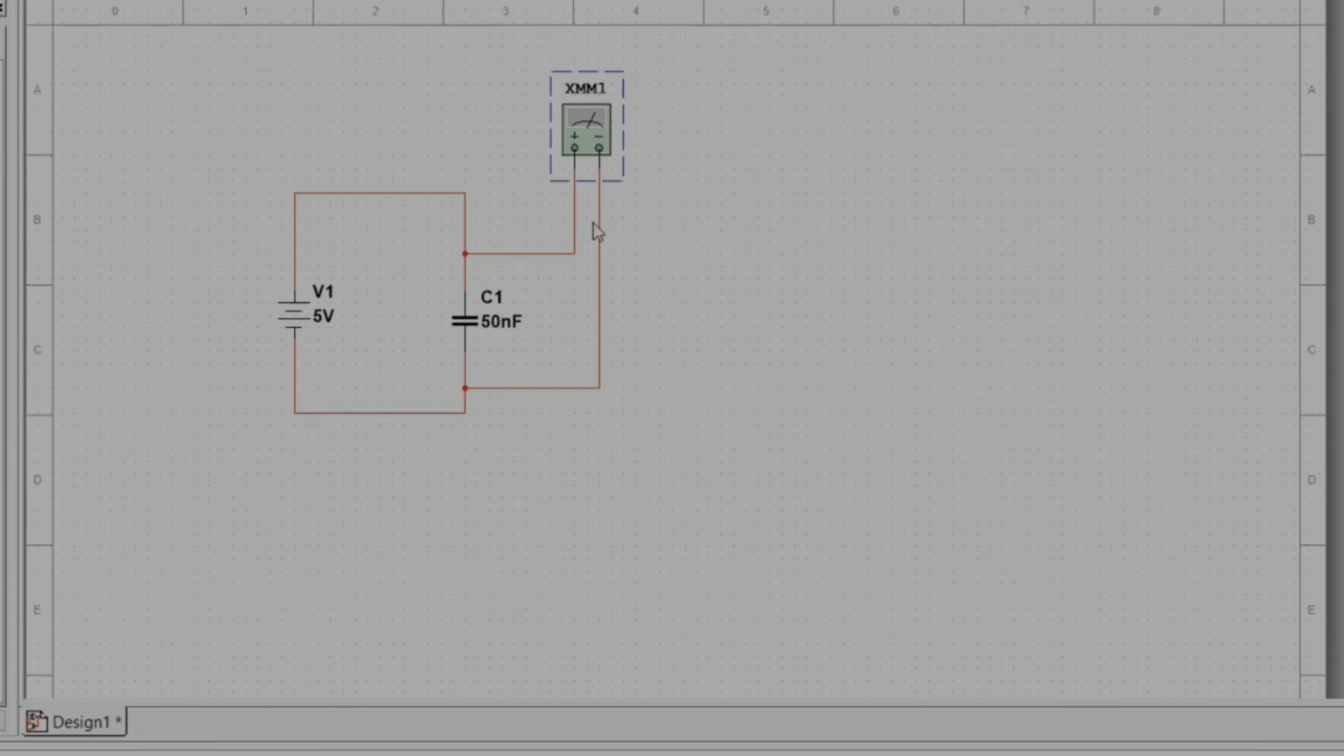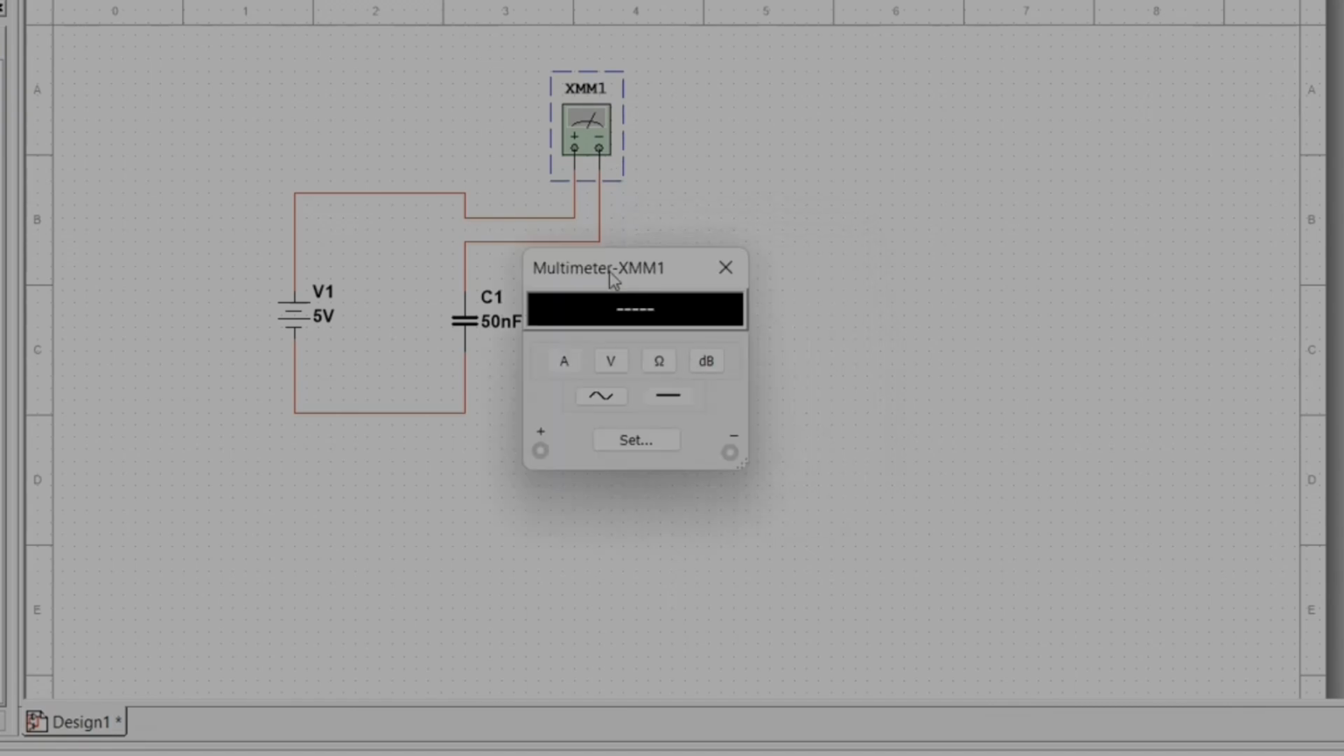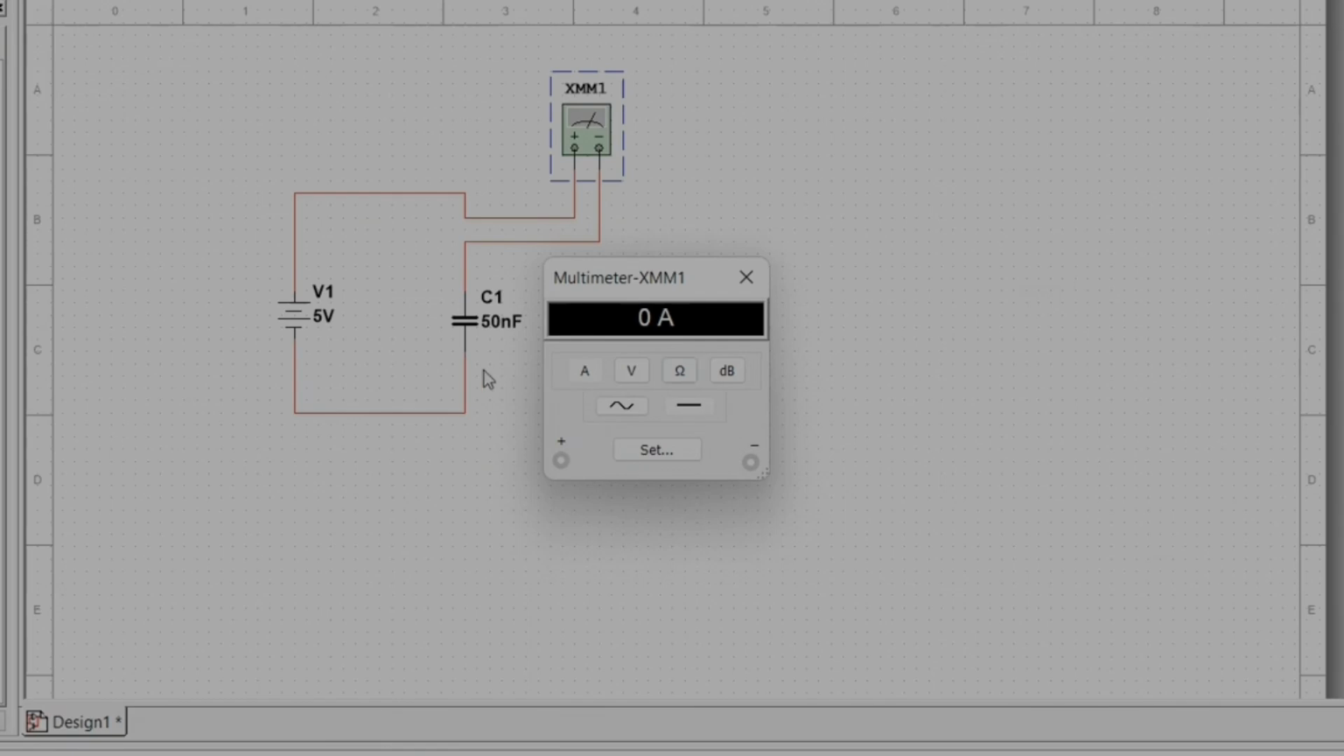And then we calculate the current across the circuit, and we got 0 ampere.